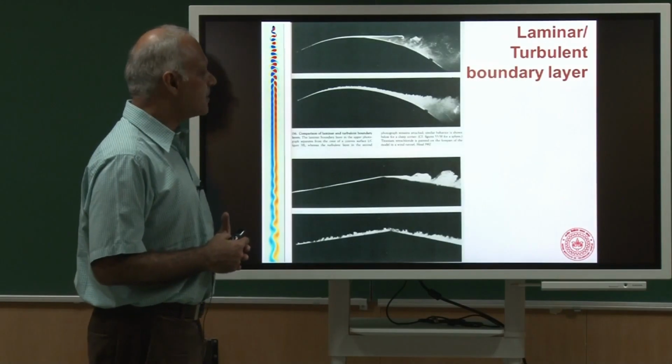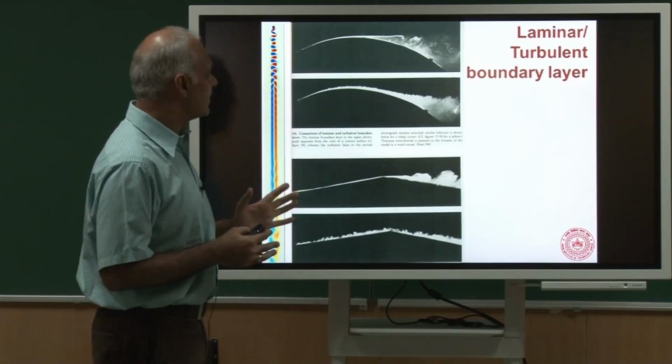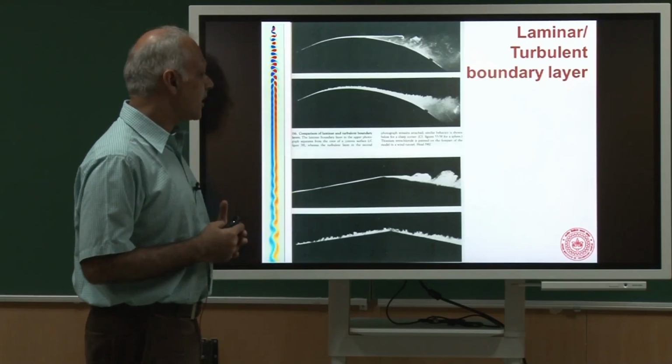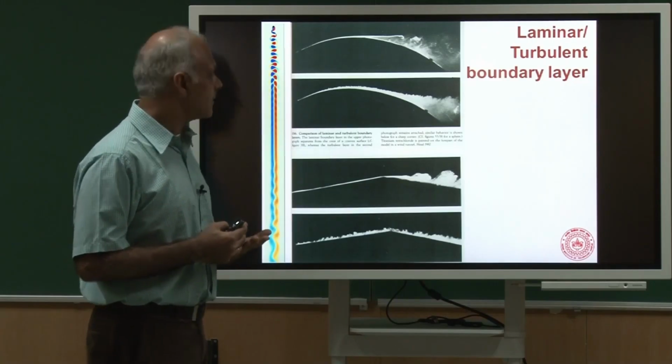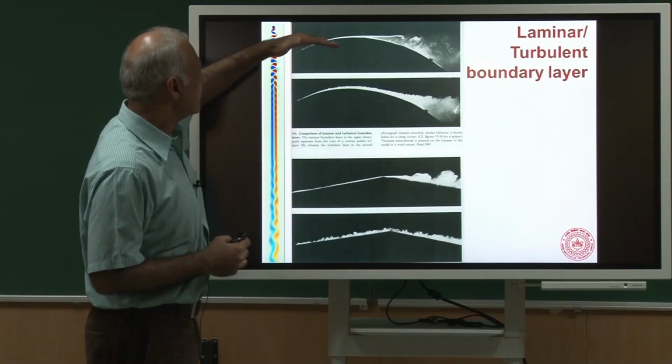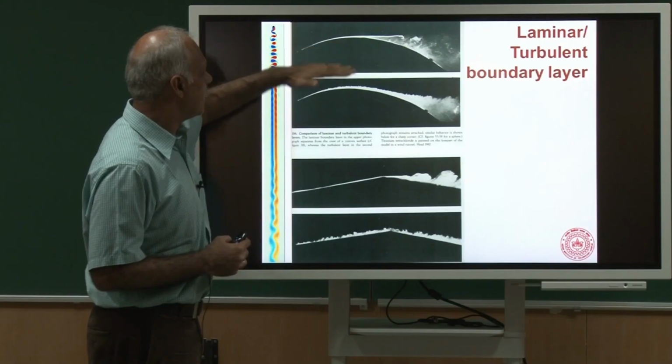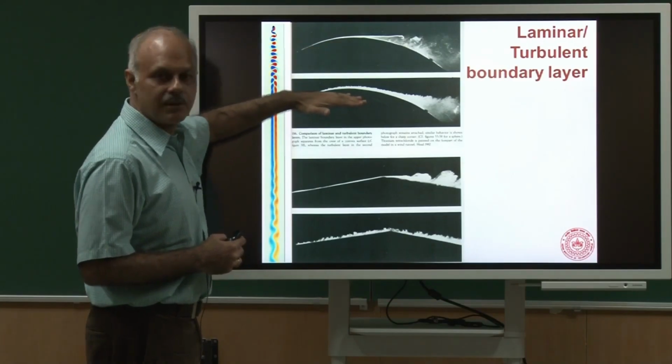Now let us see what happens close to the body. So it's the same circular cylinder, and we are now talking about very large Reynolds number. So this is a relatively small Reynolds number, this is a relatively large Reynolds number. Okay.